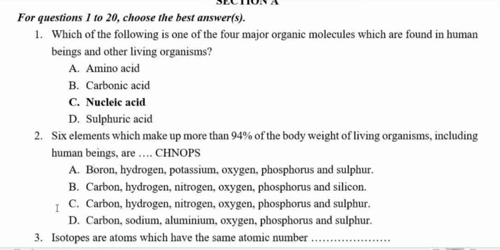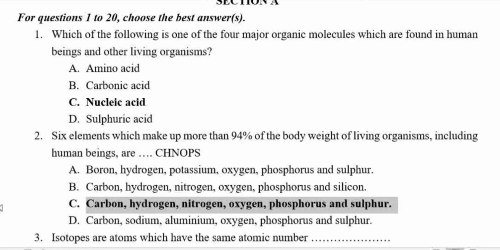And then again, option C contains carbon, hydrogen, nitrogen, oxygen, phosphorus, and sulfur. Yes, this is our best answer. Okay, so if that is our best answer, then what about this? It is not, because it contains sodium and aluminium, which are really not part of the acronym CHNOPS. And so our best answer is this one.